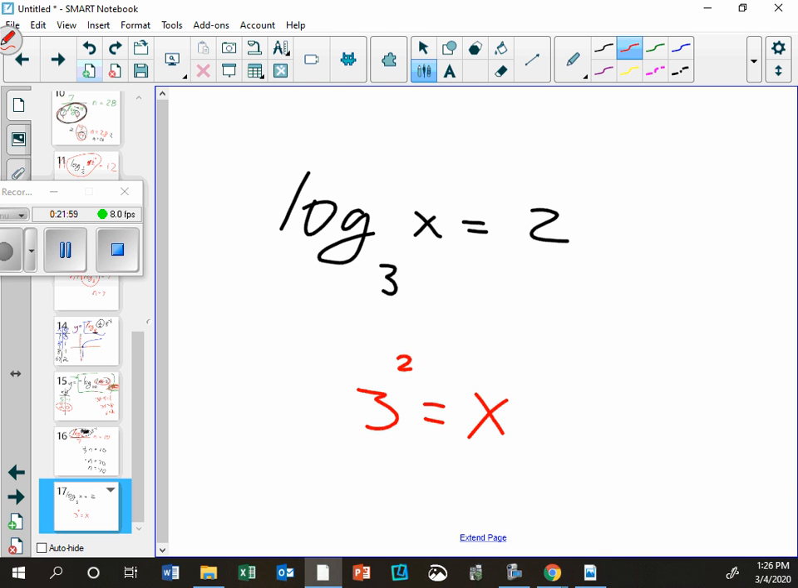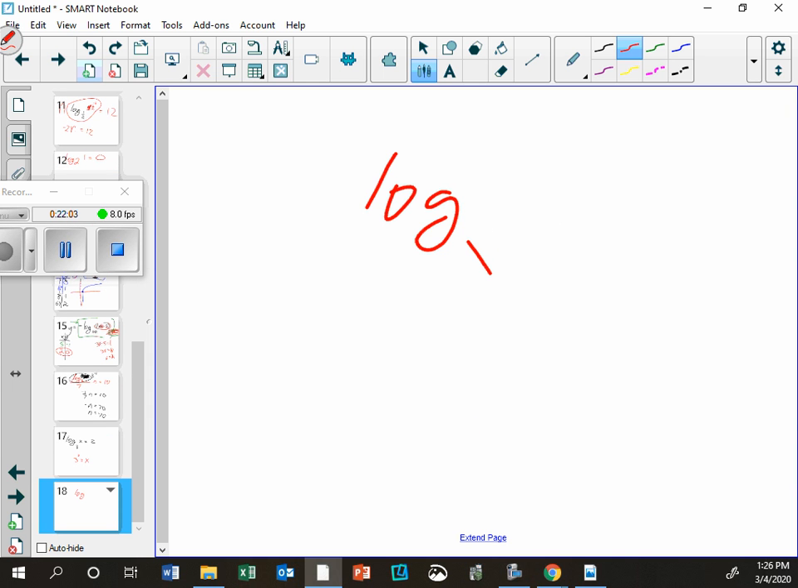Okay. What if the x is down here? This is going to freak some of you out.